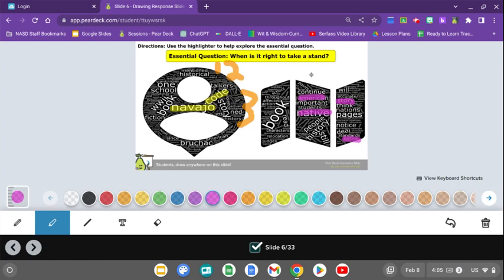I'd like you to find another 3 using the red highlighter on this word cloud here based on the text we're about to take a look at. Please do so now.